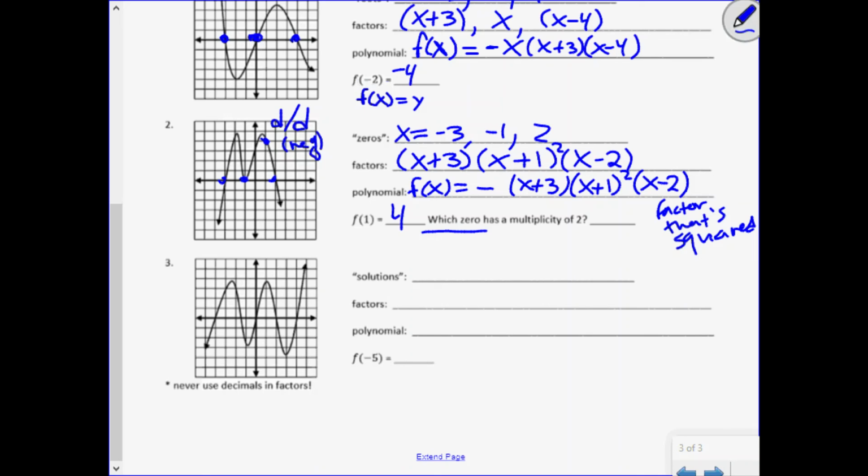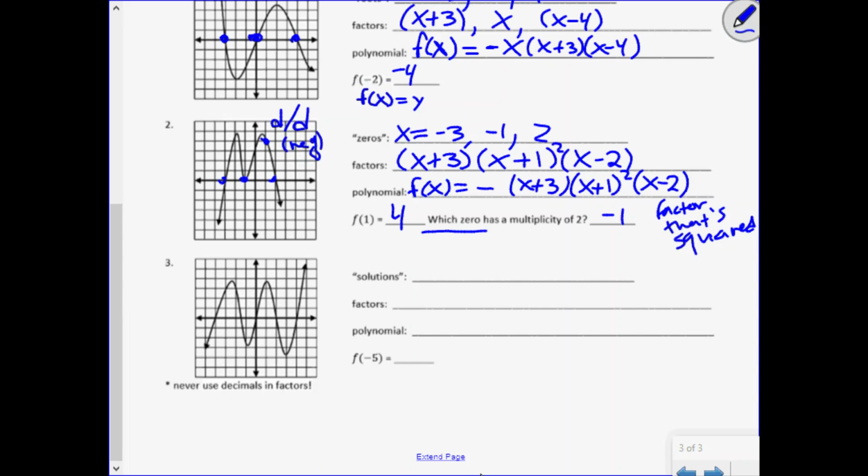Multiplicity is a fancy word for exponent. If it says the exponent is 2, that means it's squared. So it's asking which one of these solutions has a factor that's squared. A -1. Okay. So this factor that was squared means that the solution, or the 0, is the -1. So if you see a question like that asking about multiplicity, you need to look for the square. If it's asking for a multiplicity of 2, look for the square, and then write down the x-intercept where that happens. Does that make sense?